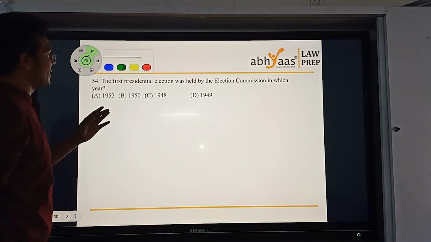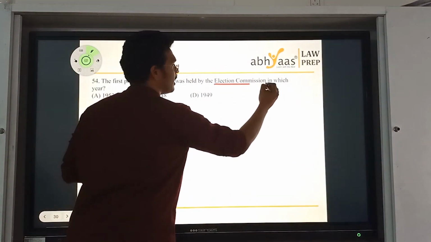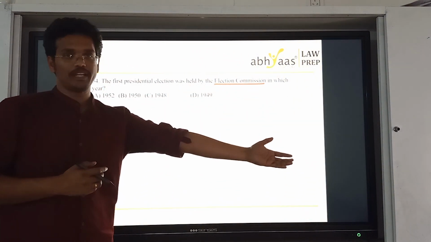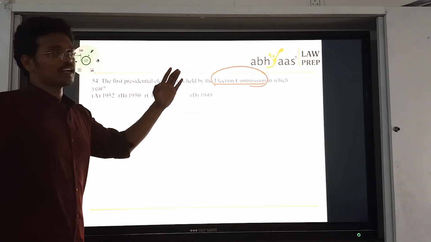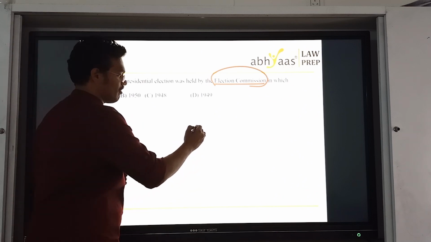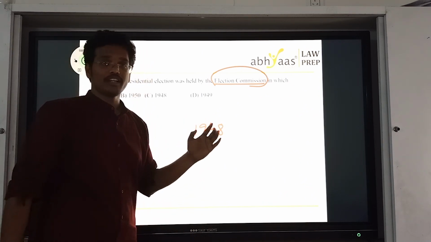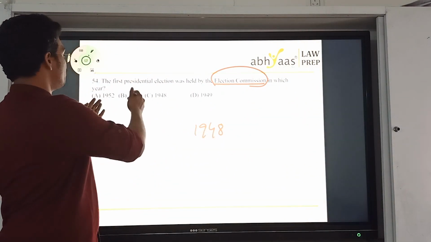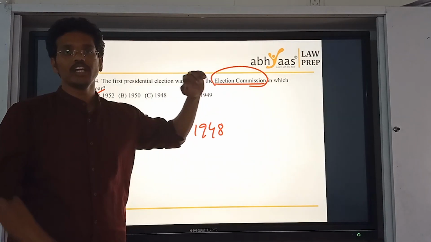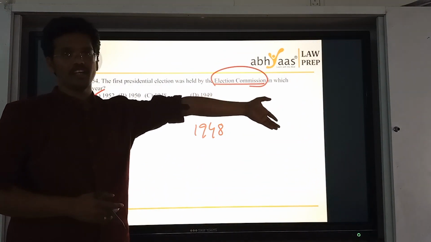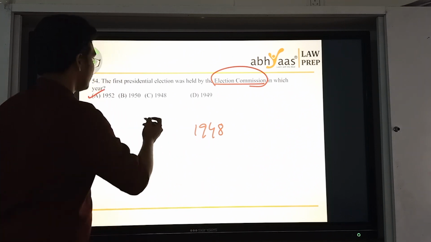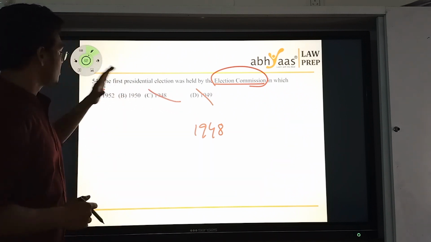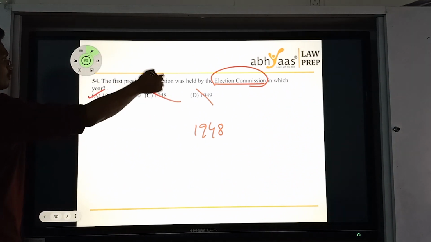And the first presidential election was held by the Election Commission in which year? So it is not about when we elected the first president. It is about when the Election Commission conducted the first election to the President of India. Though we had a president in 1948, that president was elected by the Constituent Assembly. So in 1952, we got the first presidential election by the Election Commission, because the Election Commission was established in 1950, but before that we had the president. So technically these are not the answers, either 1950 or 1952. Okay, so the first election conducted by the Election Commission for President of India was in 1952.